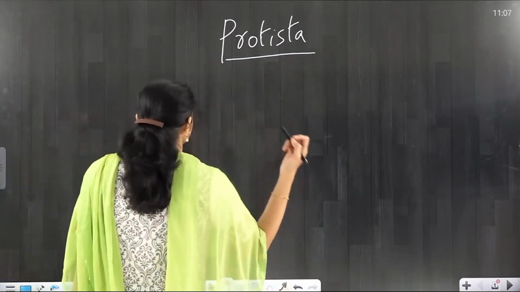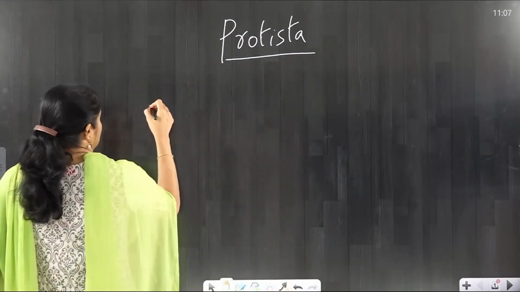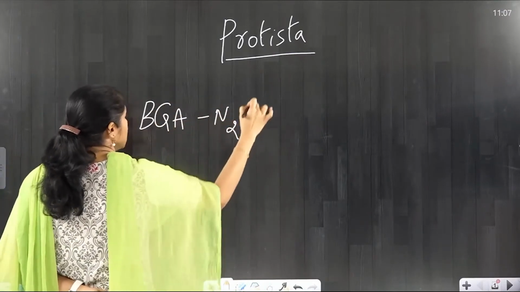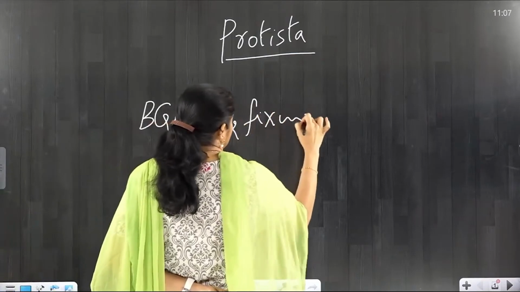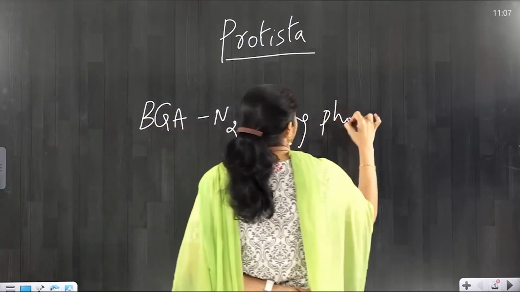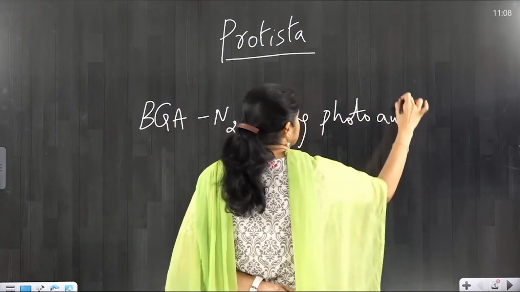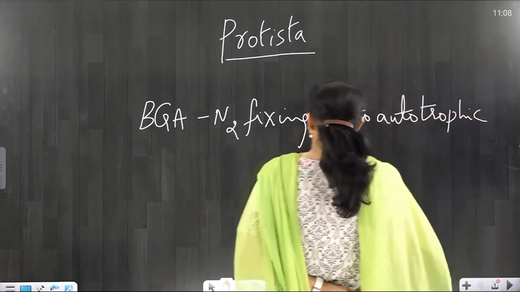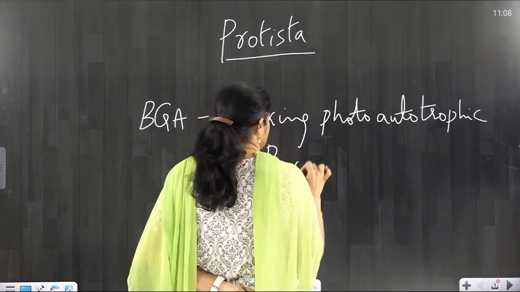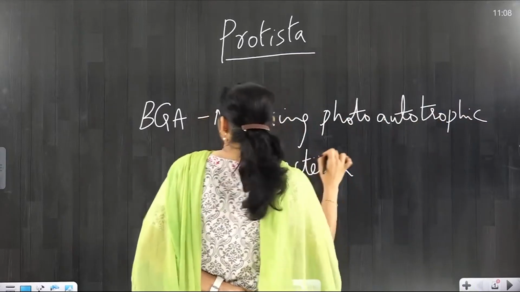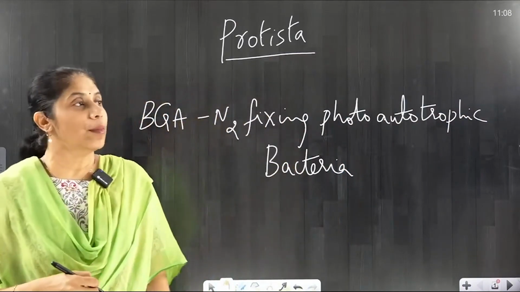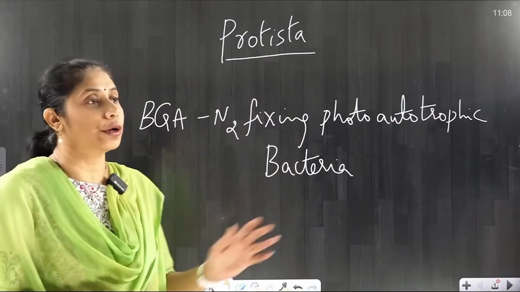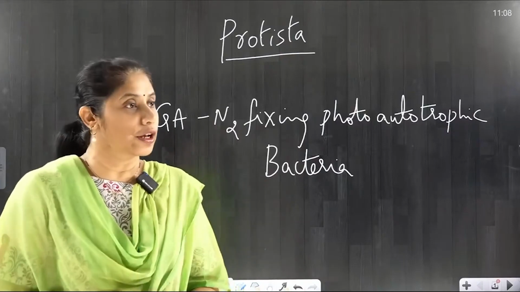Blue-green algae are nitrogen fixing, photosynthetic, photoautotrophic bacteria. So cyanobacteria or blue-green algae, they are the ones which are going to do the function of nitrogen fixation.